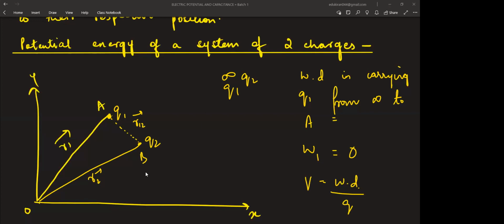Now, this Q2 is not here. Right now, Q2 is here only. Both the charges are at infinity. I have just brought Q1 from infinity to this point A. Can you tell me there will be potential energy or not? Try, think and answer in the chat column.